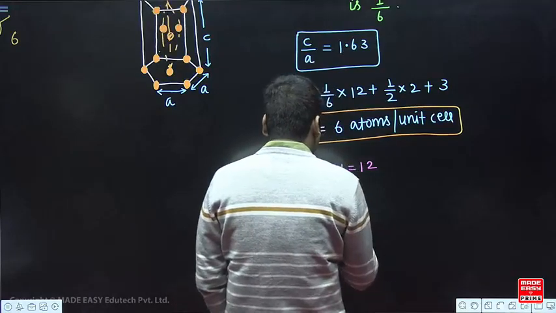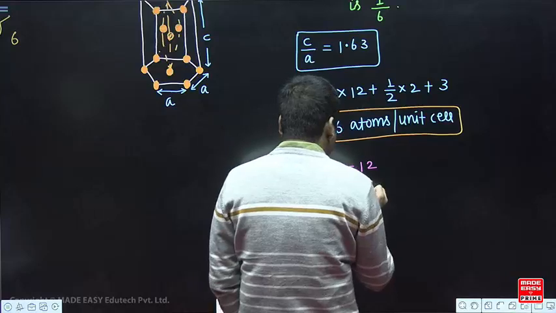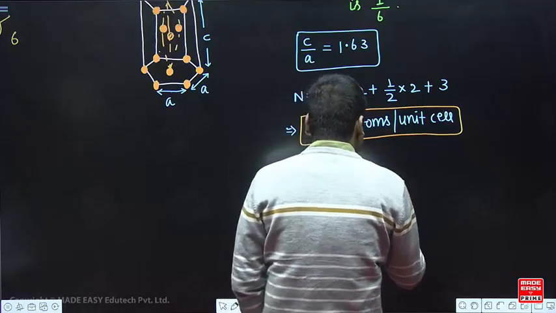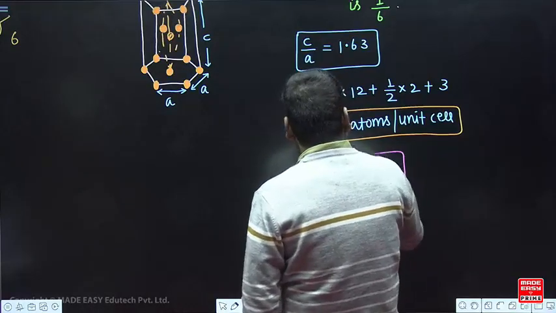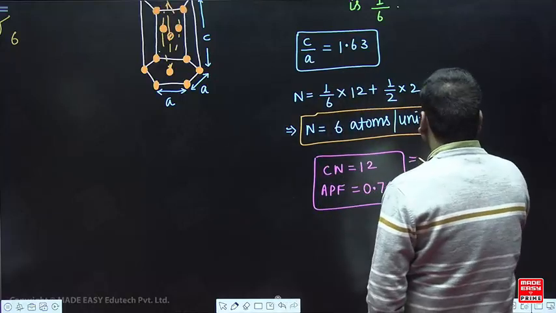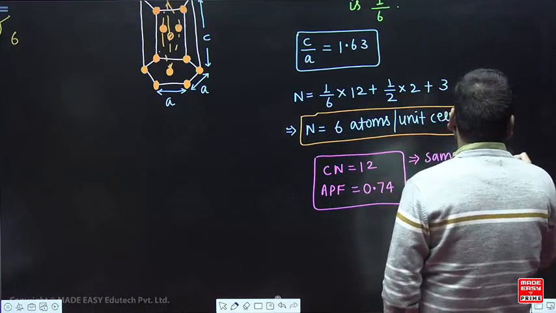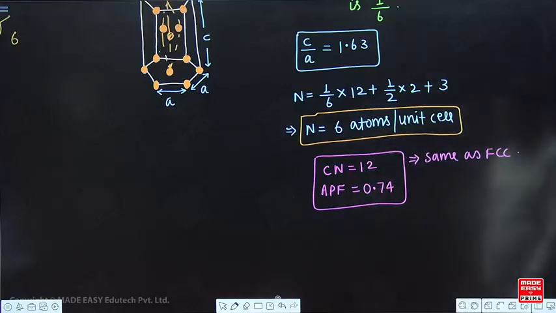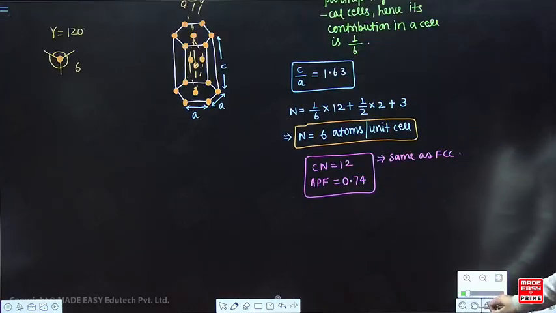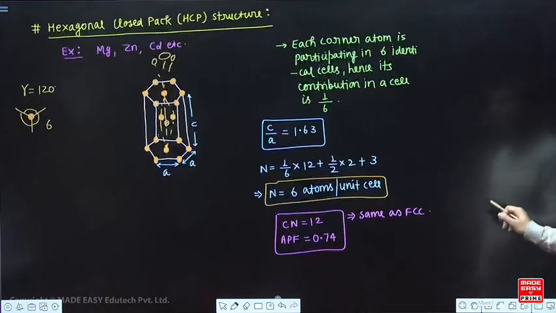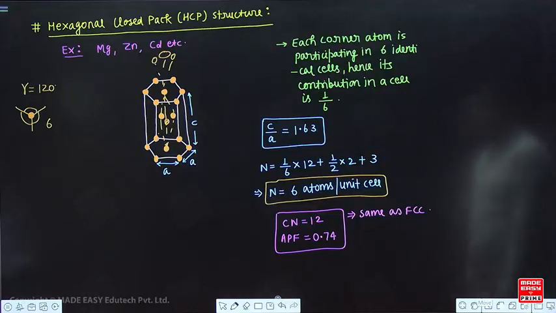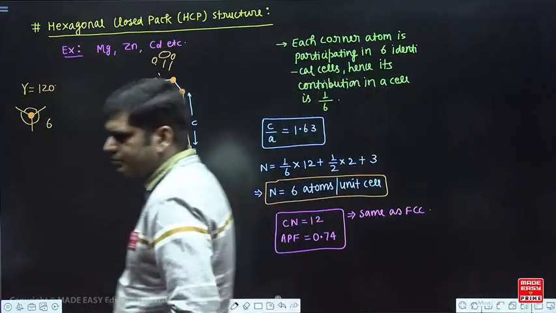As in FCC, I am directly writing the APF, that is 0.74. The best way to keep these things in mind is same as FCC, same as FCC. These two data are same as FCC. So this is all about the hexagonal close-packed structure. This much is all you need to know about it. Please note it down.